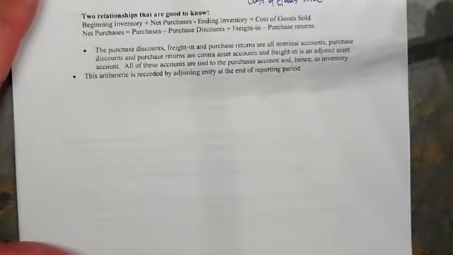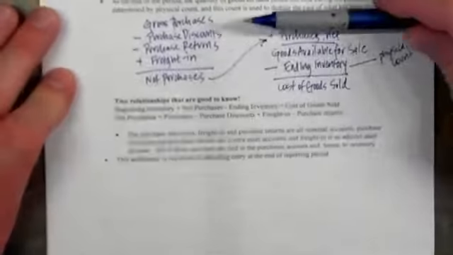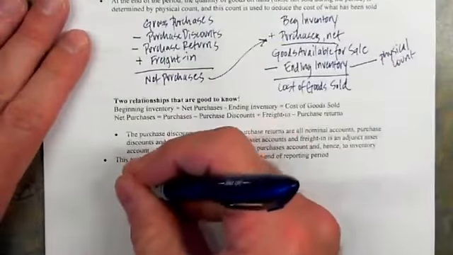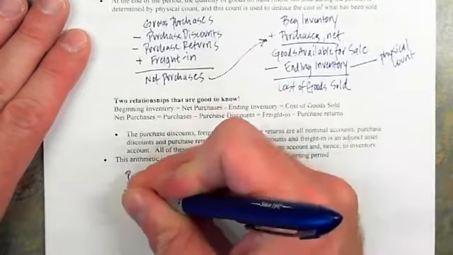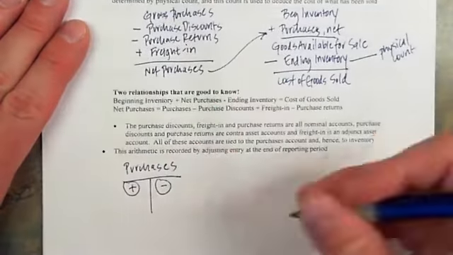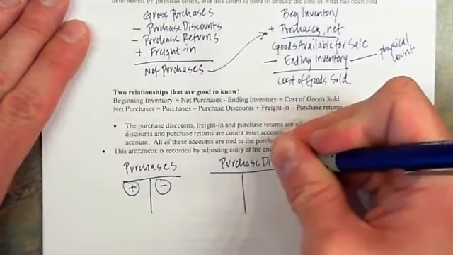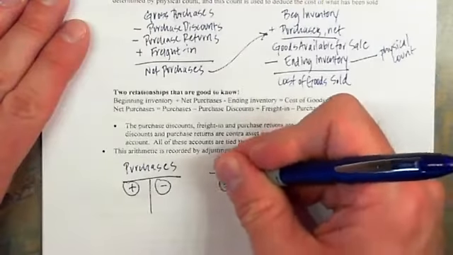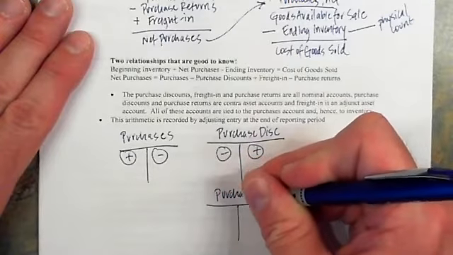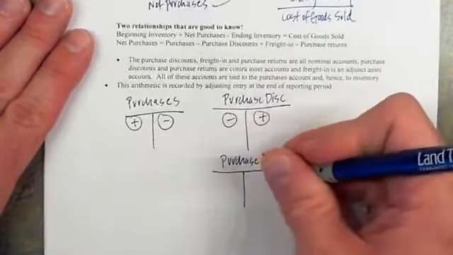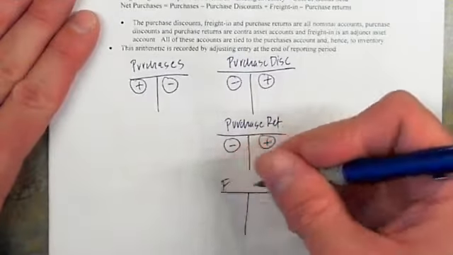So now that we have all these terms laid out, you have a whole new amount of accounts that you have to keep track of. So we have a purchases account. And remember, I said this was an adjunct asset account. You then have a purchase discount account. This would be a contra asset. You would have a purchase return account. Again, a contra asset. And then you would have a freight in account.